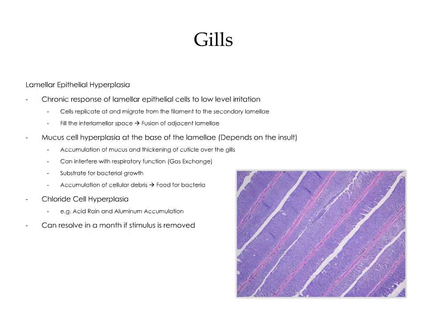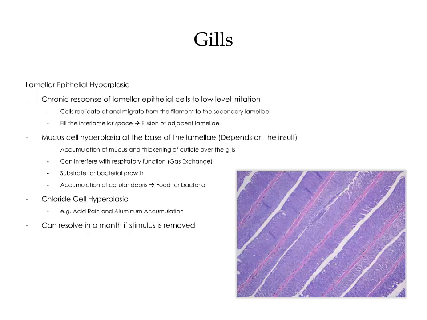This will result in an accumulation of mucus and a thickening of the cuticle over the gills. This can interfere with respiratory function, specifically gas exchange. It also provides a substrate for bacterial growth. An accumulation of cellular debris within the mucus can also serve as food for bacteria. Chloride cell hyperplasia can occur in response to acid rain and aluminum accumulation. Hyperplastic changes can resolve within a month if the stimulus is removed.